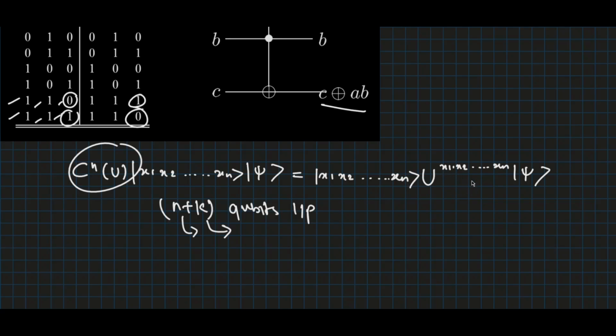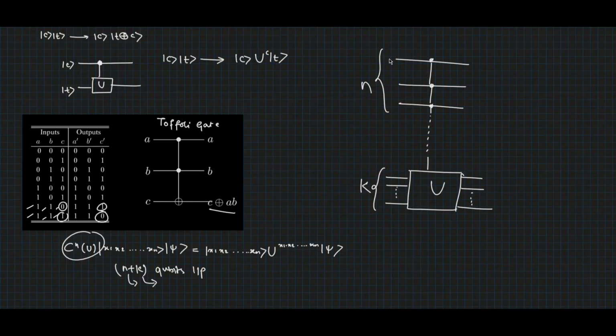This generalized operation can be given by the circuit where n is the number of control qubits and k is the number of target qubits that are operated on by the unitary operator U. Now let's see the implementation of the C^n U gate operation where U is a single qubit unitary operator.